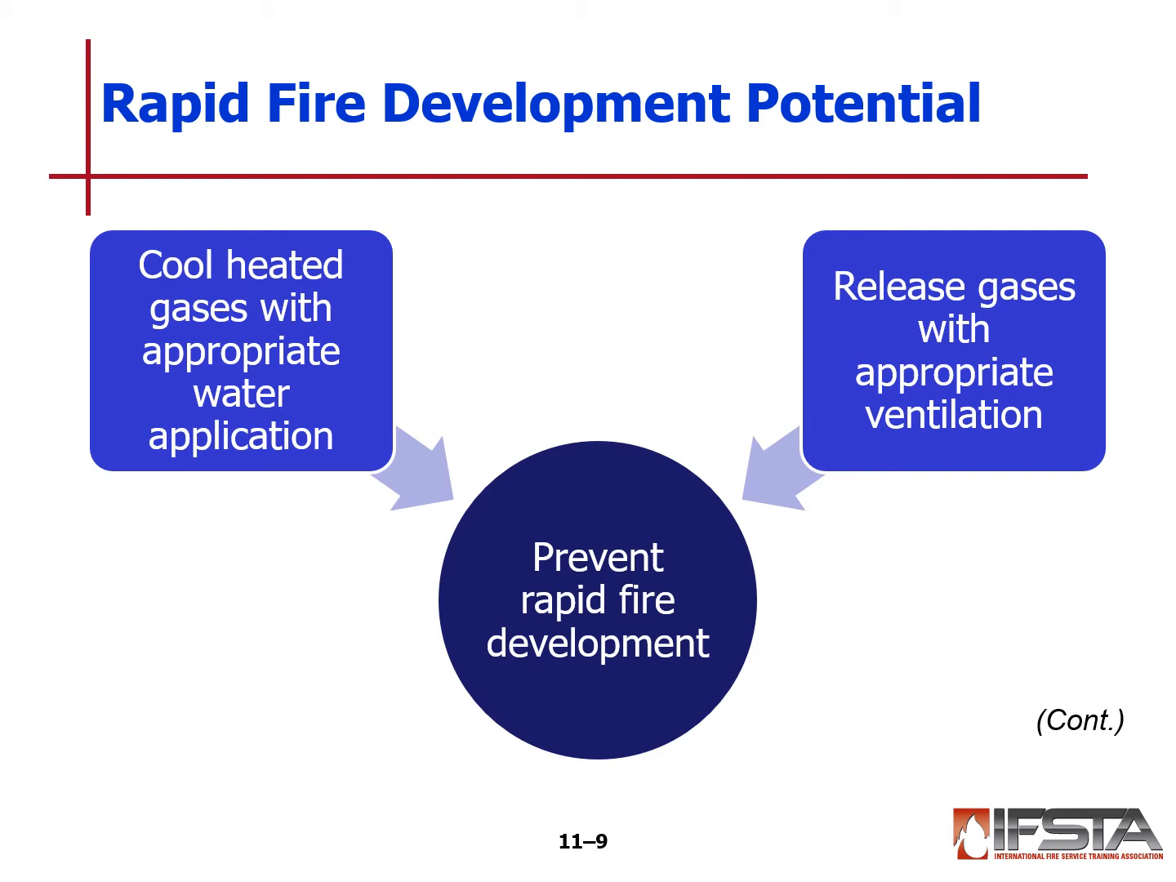So how do we take care of this? Two things: cool the superheated gases with an appropriate amount and application of water. And another way is to release the gases with an appropriate type of ventilation. These two things, and even together, can prevent rapid fire development.